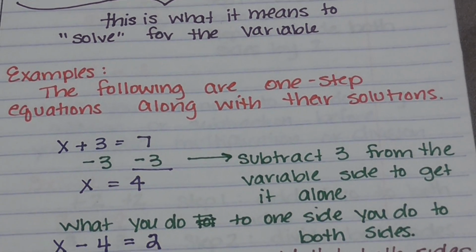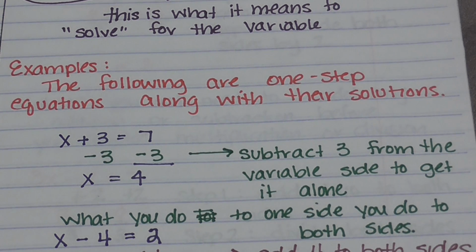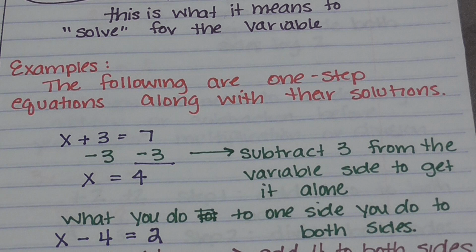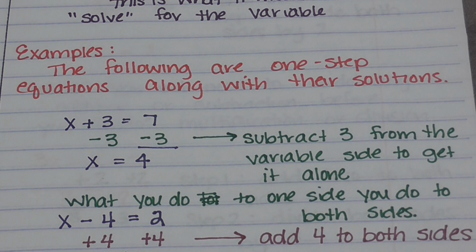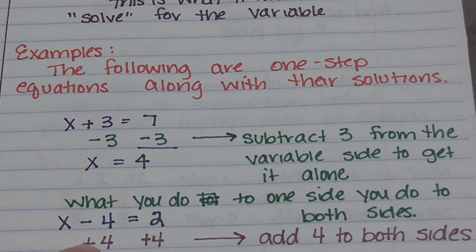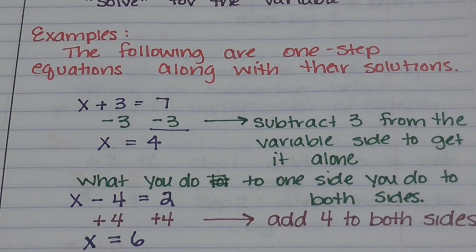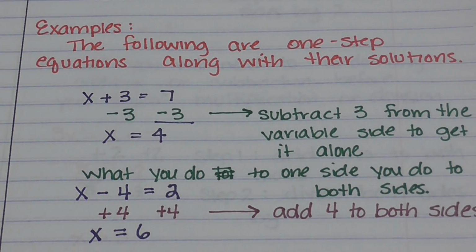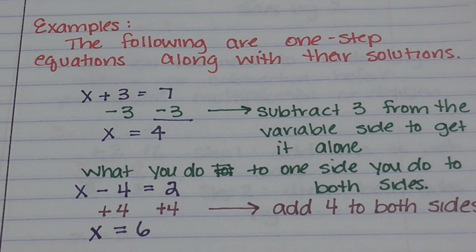So the next example I have for you is x minus 4 equals 2. Now I'm subtracting 4. So in order to undo subtraction, I add. I'm going to add 4 to both sides. By doing that, these 4's totally cancel out. They're gone. And I get 2 plus 4 equals 6. So now x equals 6. You're done. That's it.